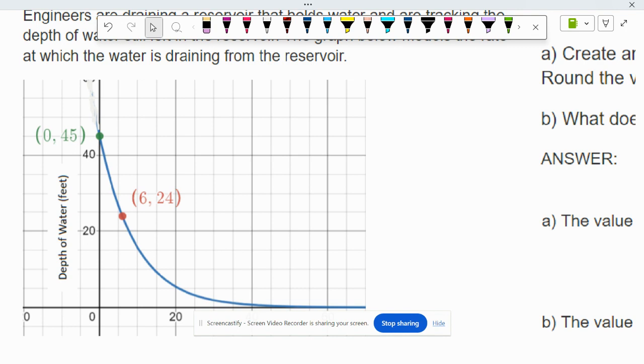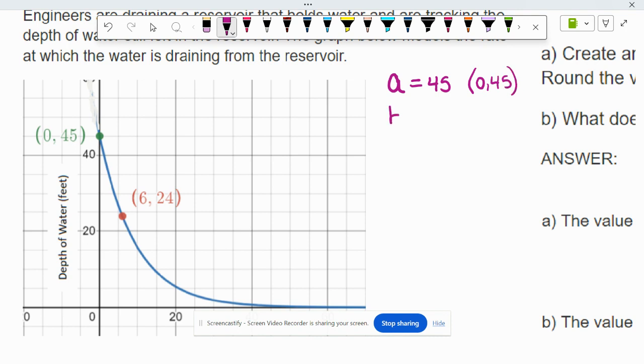Say again. I can't hear you, honey. The points, we need to use those points. Absolutely. What do those points tell us? The depth of the water. Okay. So do we know what the depth was when it first started? So that means that what is 45 in our equation? A. That means A equals 45. Because that came from the ordered pair (0, 45).